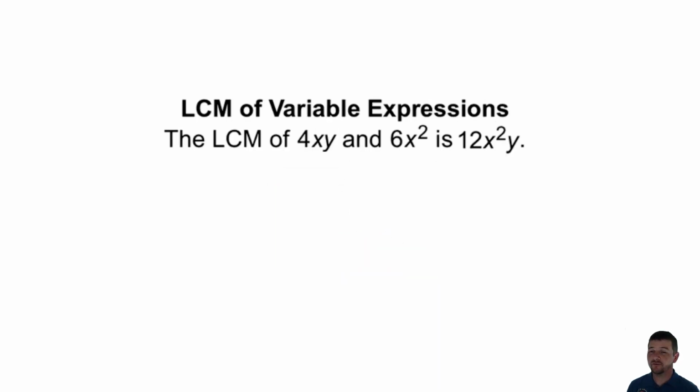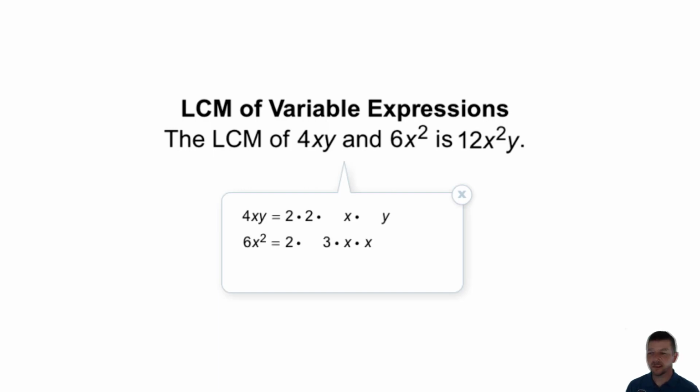The least common multiple of variable expressions. The LCM of 4xy and 6x squared is 12x squared y. And here we see the breakdown. 4xy can be factored as 2 times 2 times x times y. 6x squared, on the other hand, can be factored as 2 times 3 times x times x.